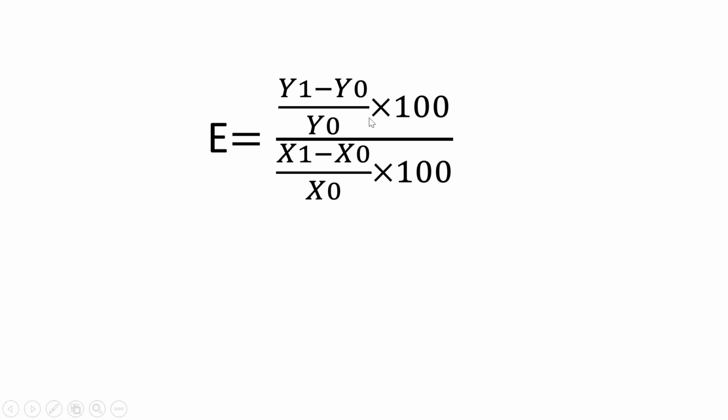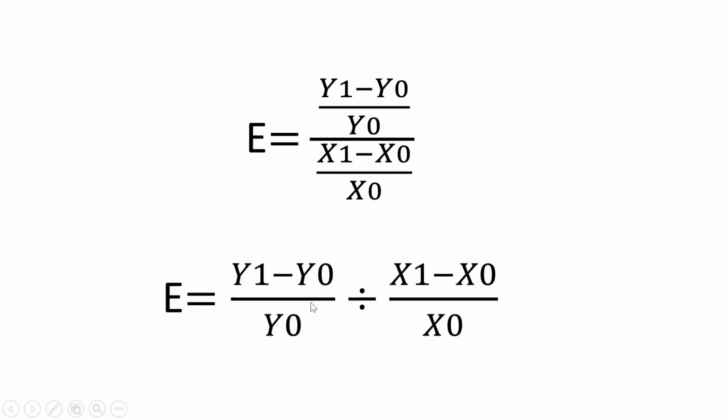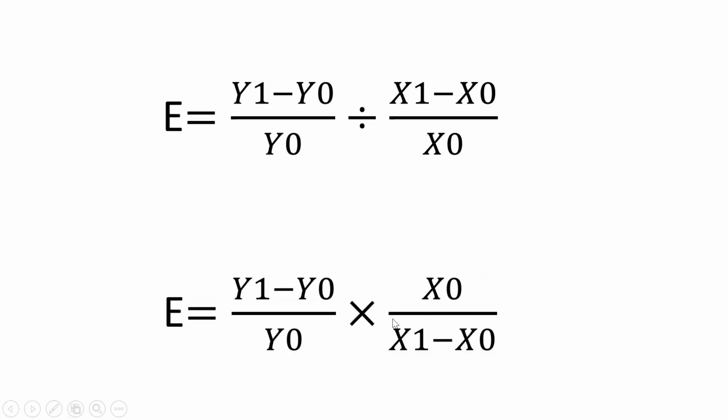Observe that in the numerator we have times 100. In the denominator we also have times 100. They will cancel out. We're going to be left with this. Let's move on to remove this fraction and bring a division sign. And this is what we have. Finally, let's remove this division and turn it to multiplication. The moment we do that, we have to reciprocate the fraction at the right side. So we do the reciprocation and this is what we have.